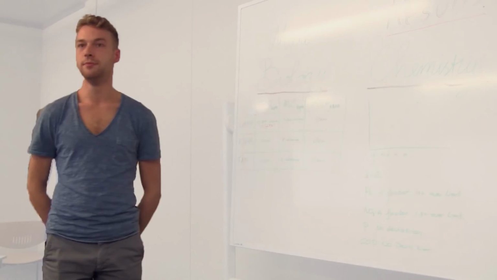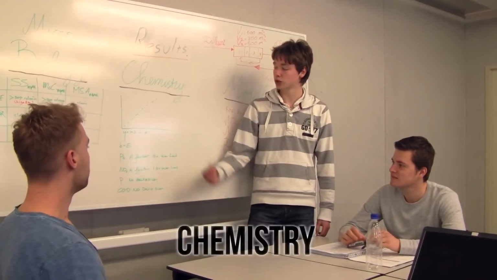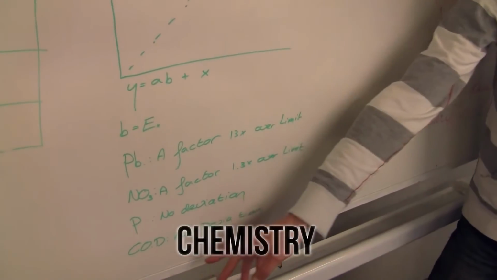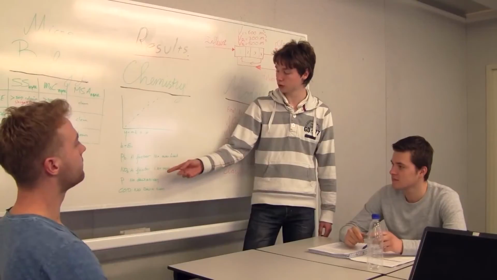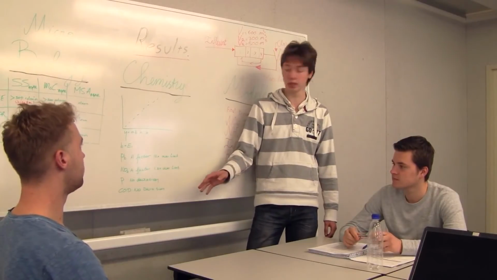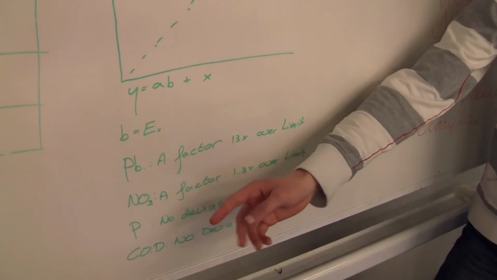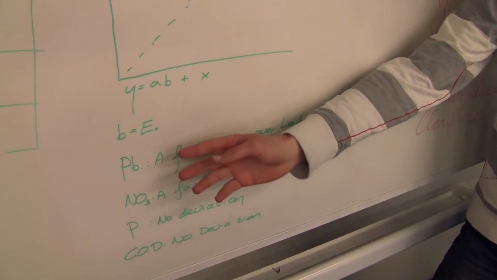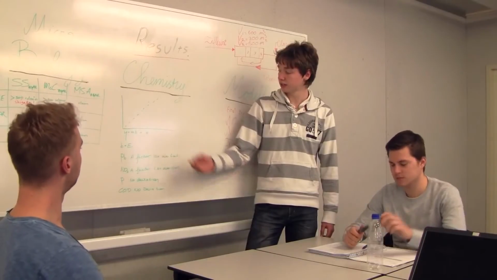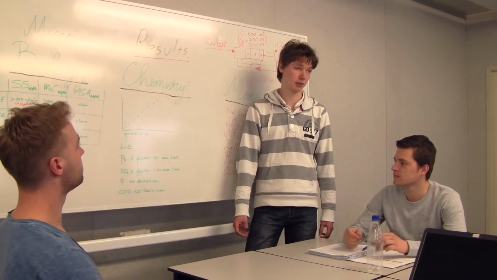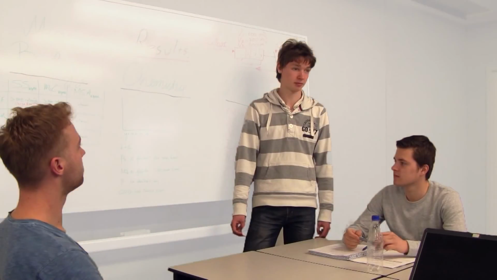Nicely done. So the results I found was the chemical oxygen demand is low enough, so also the phosphate amount is safe. The nitrate contained 1.3 times over the limit, and the lead is a factor 13 times over the limit. Those high lead concentrations would certainly explain the symptoms of lead poisoning that we read about.